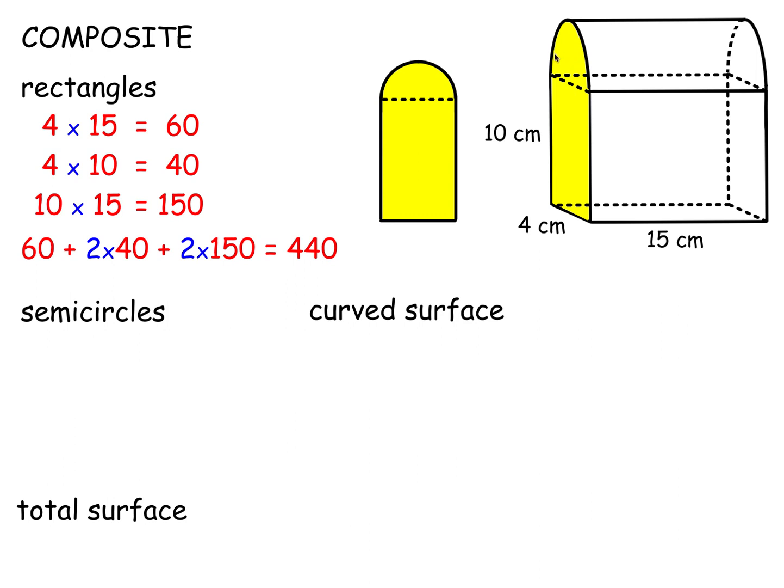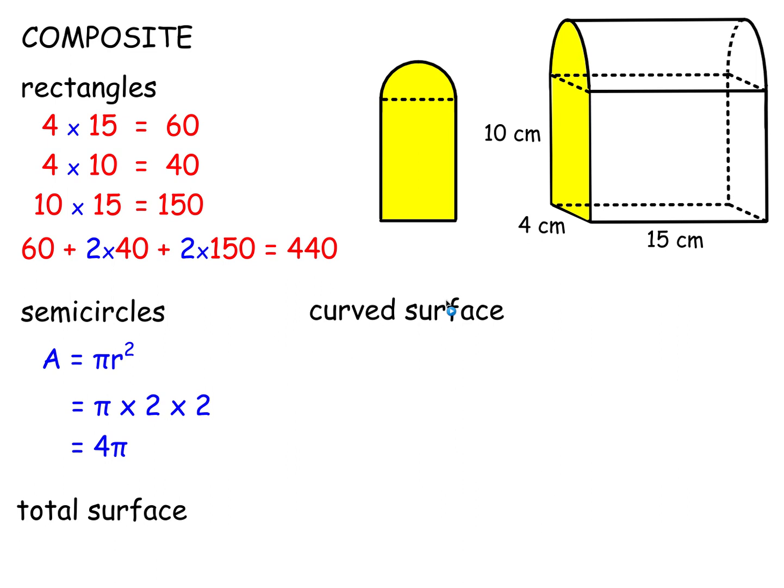You then get two semicircles, so that makes a whole circle. So for the semicircles, two of them go together to make one whole circle, diameter 4, so radius 2. So pi r squared becomes pi times 2 squared, which is 4 pi to keep it exact.